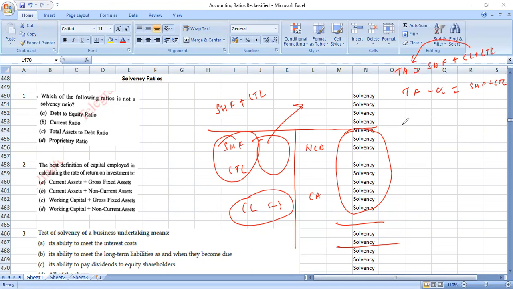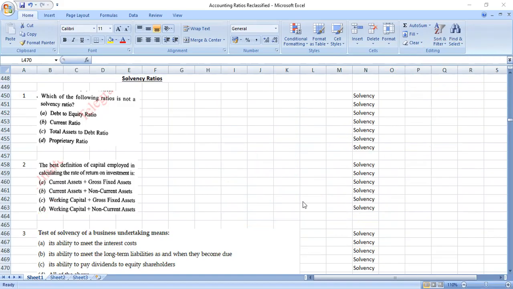Understood. Total assets can be divided as non-current assets plus current asset minus current liability is equal to shareholders' funds plus long-term liability, which is capital employed. If you put these two in brackets, we'll get non-current asset plus working capital is equal to capital employed. So working capital plus non-current assets is the definition of capital employed. This is from the balance sheet.